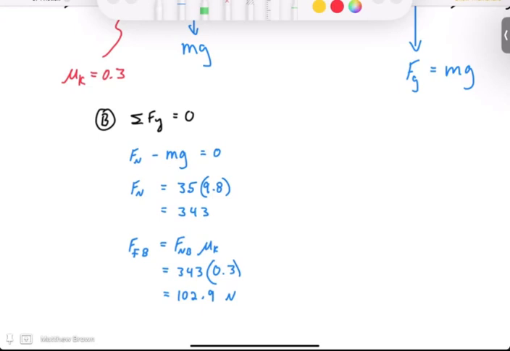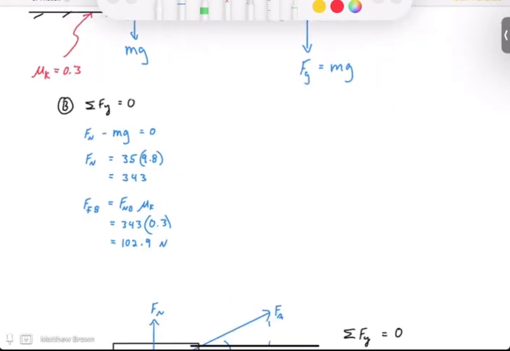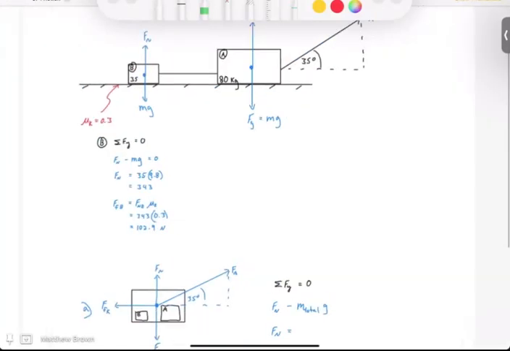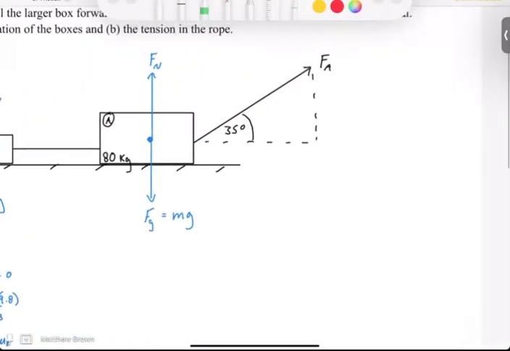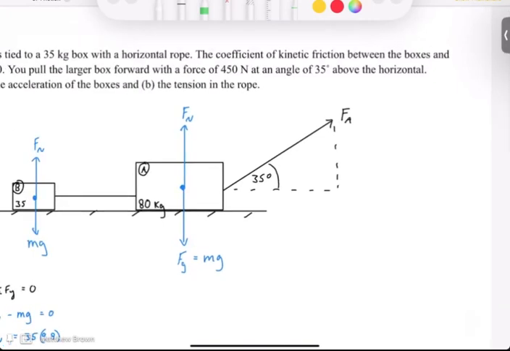All right. And then I can do basically the same thing for block A. I'm told the applied force, though, is 450 newtons, and that I could probably resolve. I could say, well, this component here, because it's the opposite side, is going to be 450 sin 35 degrees. And this part here will be 450 cos 45 degrees. Sorry.